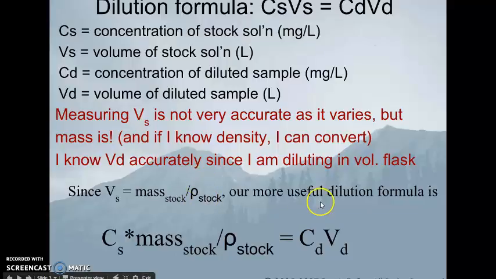So we're going to rewrite our dilution formula here. Our concentration of stock is our constant, density is a constant, our volume of the dilute is constant. And so as our mass of stock changes for each dilution, again, this is a very accurate number, we can calculate the concentration of our diluted sample very accurately.